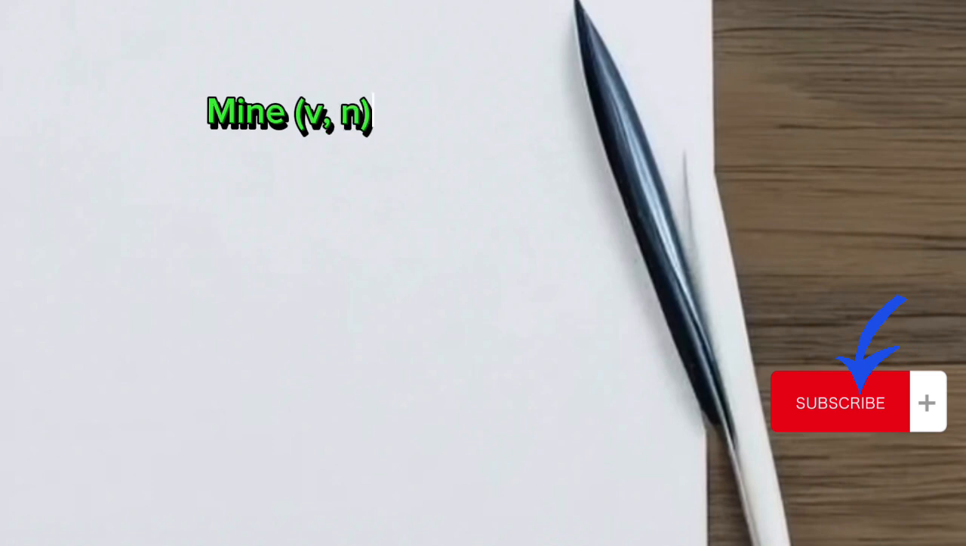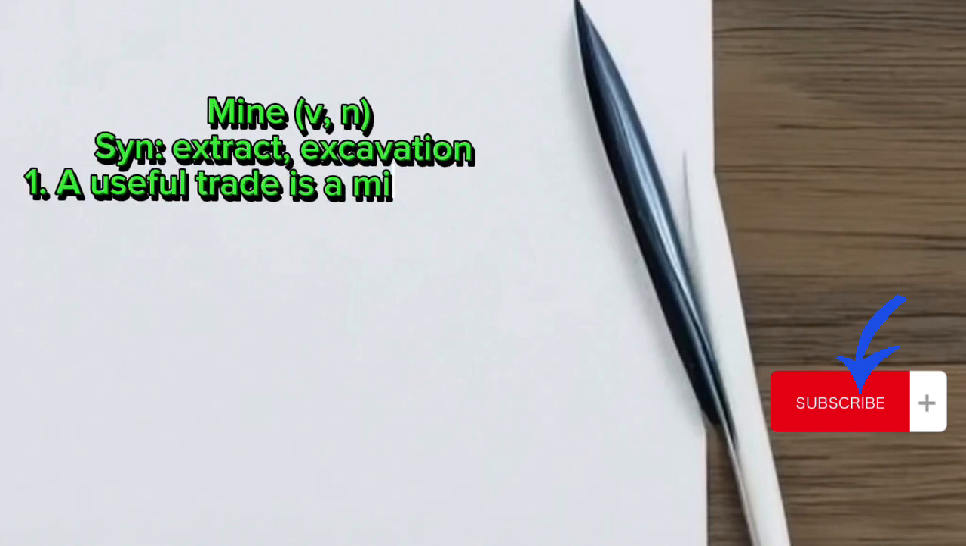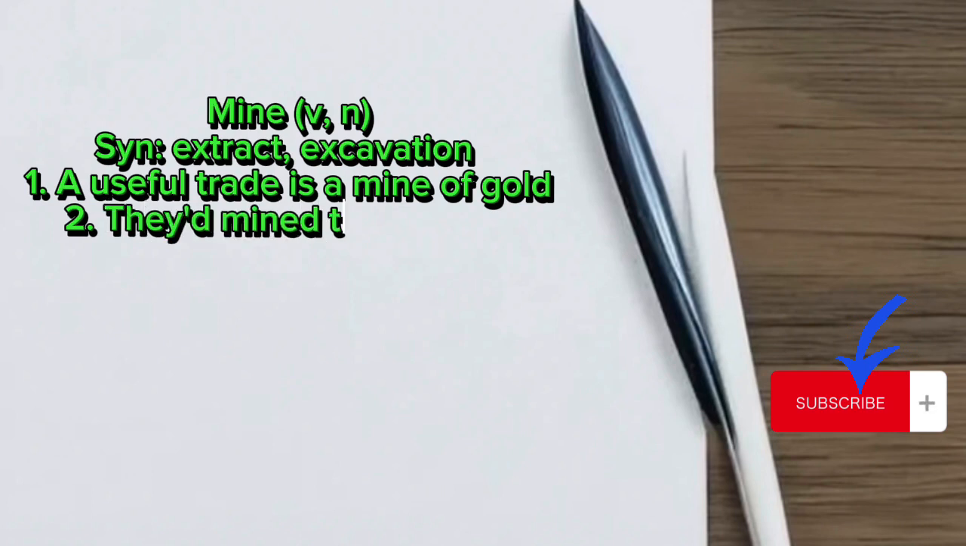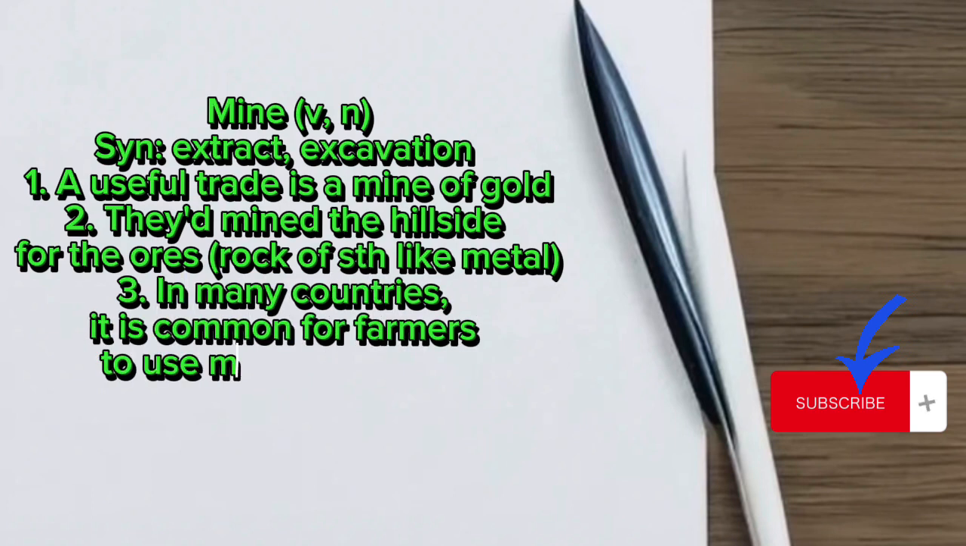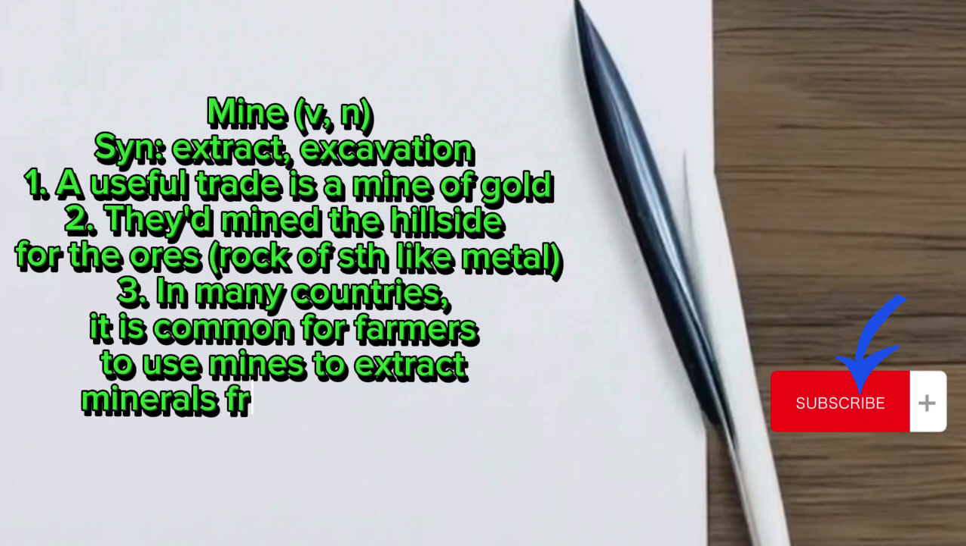Mine can be a verb or a noun. Synonym as a verb is extract, and synonym as a noun is excavation. Number 1. The useful trade is a mine of gold. Number 2. They mined the hillside for the ores. Number 3. In many countries, it is common for farmers to use mines to extract minerals from the ground.